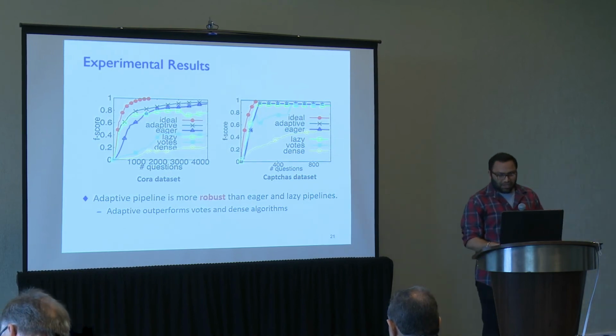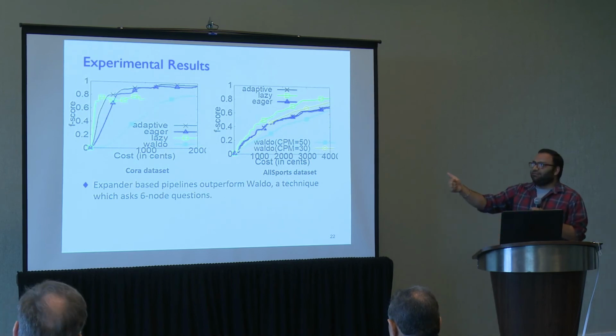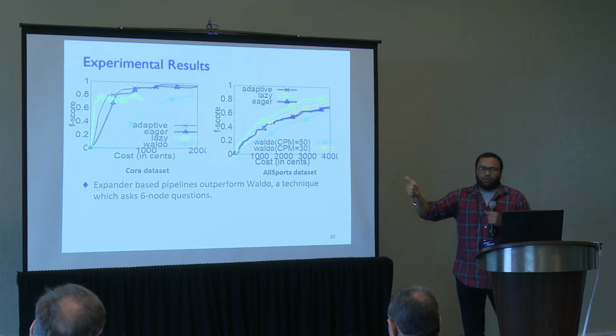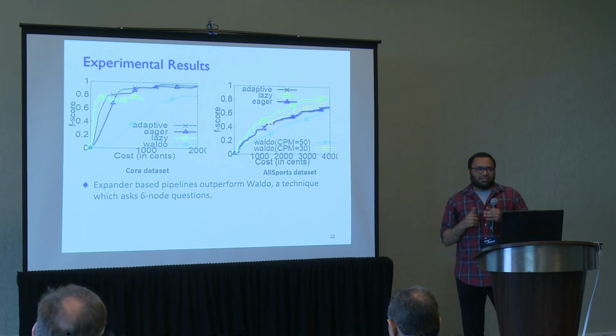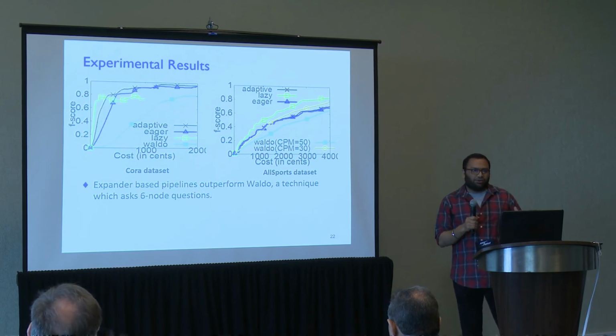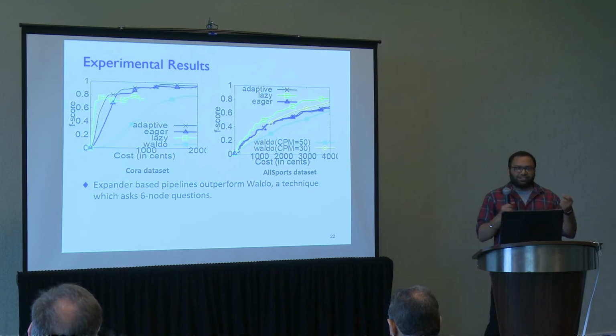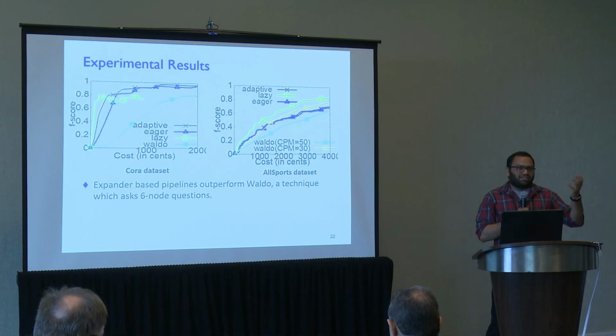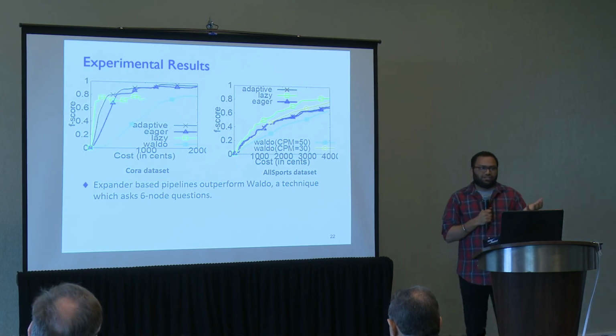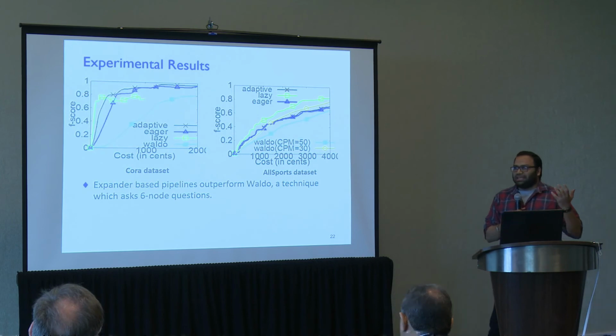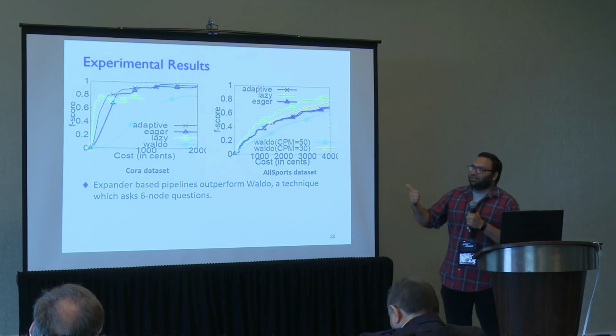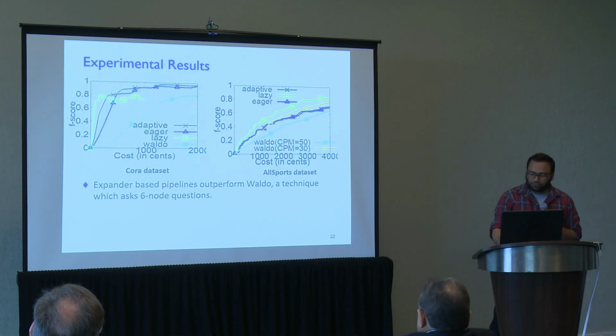As compared to the other techniques like Waldo, our algorithms are much more robust, and Waldo is a technique which queries six nodes. So what it does is that it shows 6 nodes to the user and asks them to return the clustering of those 6 nodes. So in some sense, they get 6 choose 2 answers from a single query. And our algorithm, as you can see, is much better than that too.